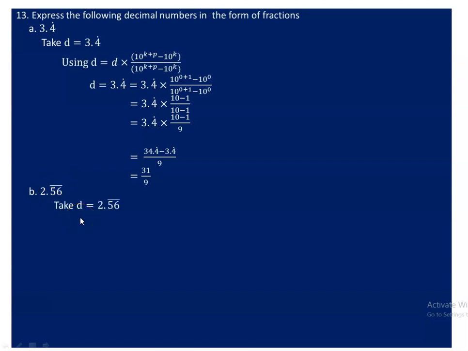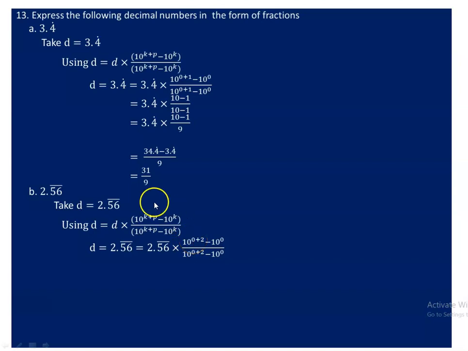So as usual, take d to be 2.56 repeating, then the next one is going to be using the formula: d equals d times 10 to the power of k plus p minus 10 to the power of k, over 10 to the power of k plus p minus 10 to the power of k. As I said earlier, what you need to do is k is 0 because we don't have a constant number after the decimal over here. And p is 2 because we do have 2 digits, 5 and 6, being repeated. So in place of k, take 0, p, 2, then have everything here.